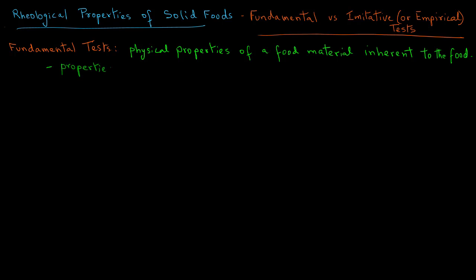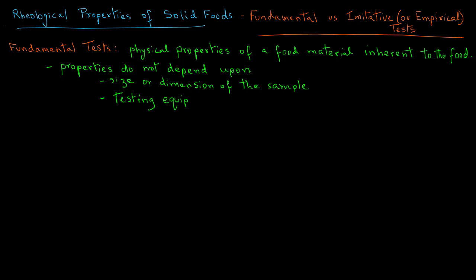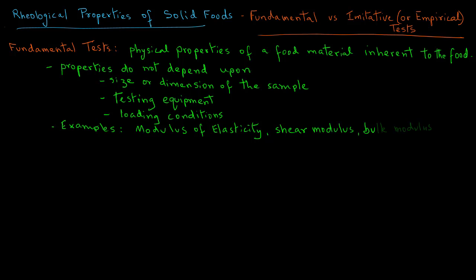These properties do not depend upon the size or dimensions of the sample that is being tested, or the testing equipment that is used, or the loading conditions that are applied during the testing procedure. The examples of properties that are obtained via fundamental tests include the modulus of elasticity, the shear modulus, or the bulk modulus, or Poisson ratio.